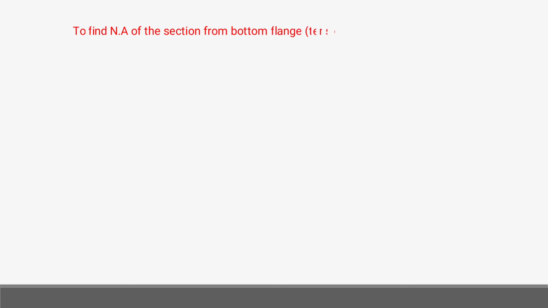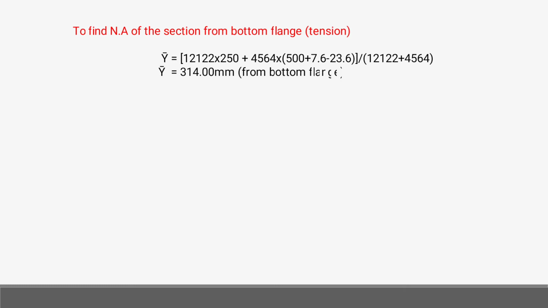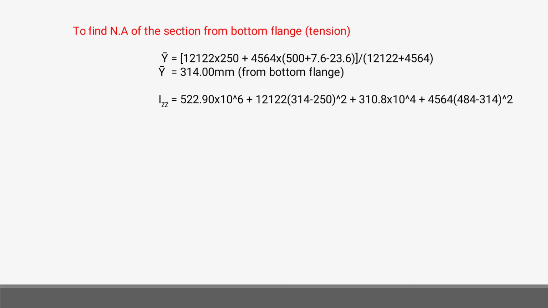Then to find the neutral axis of the section from the bottom flange in tension, Y bar is equal to, so apply all the values in our Y bar formula. You get Y bar is equal to 314 from the bottom flange. So I is equal to, we know that 522.90 into 10 power 6. Apply all the values. So I is equal to 1.015 into 10 power 9 mm power 4.